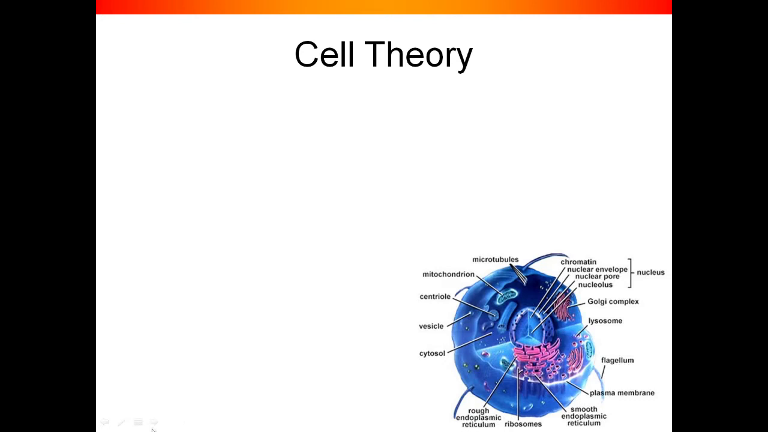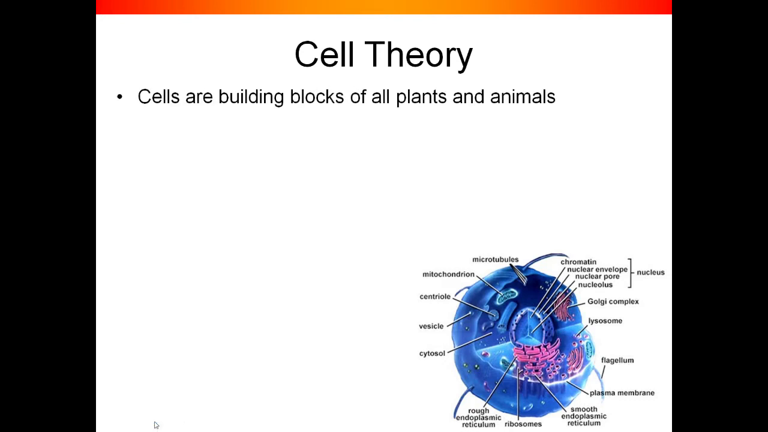This is a theory that says that cells are the building blocks of all plants and animals. Right? This is the story we're going with at this point in time, based on the technology that's been developed in order to see cells. Later on in time, we could develop other technology that would detect something else that we can't see now that would change this theory. But at this point in time, this is the story we're going with.